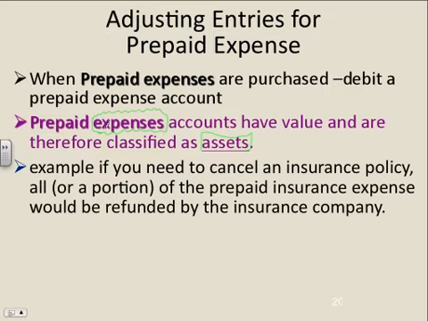Okay, here's an example. If you need to cancel an insurance policy, all of the prepaid insurance, or partially what you have left, can be refunded by the insurance company. Okay, so you own it and it has value. If you don't use it all up, you can get your money back.